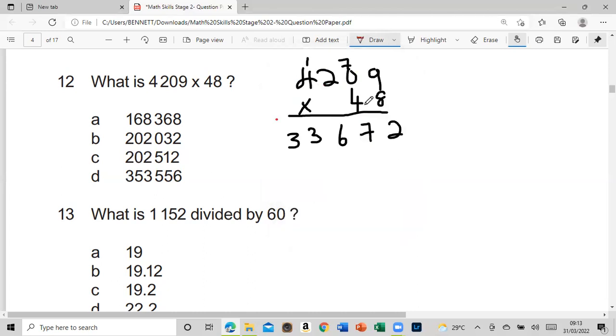Alright, so we know we're multiplying by 40 and not 4. So what we do is put a 0 to hold the space to show them that this has to be multiplied by 40. Alright, so 4 times 9 is 36, so that's 6, carry 3. 4 times 0 is 0, plus 3, that's 3. 4 times 2 is 8, and 4 times 4 is 16. Notice I don't use the numbers from the block one, right? And then now we can add.